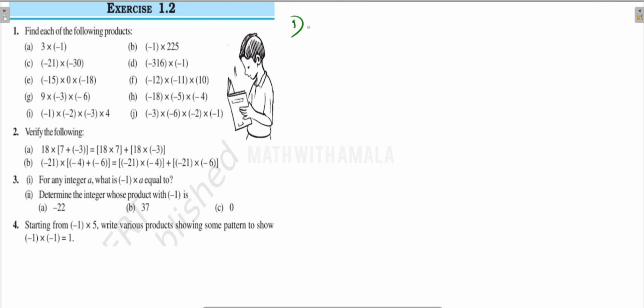Now let's move to exercise 1.2. First question, find each of the following products. A part: 3 into minus 1 is equal to minus 3. Why? Because we are multiplying a positive number with a negative number, so it is again a negative number, that is negative 3. Next question, minus 1 into 225. Of course, it will be the same, minus 225 itself.